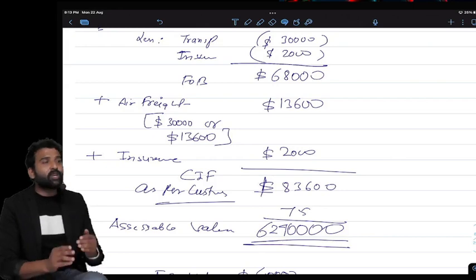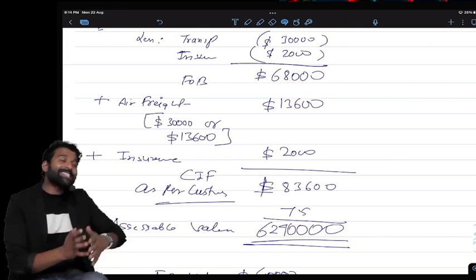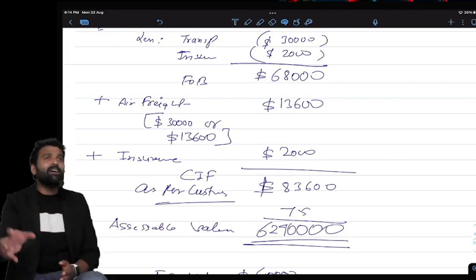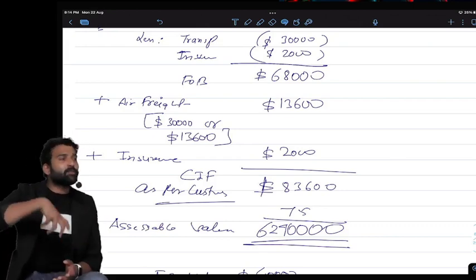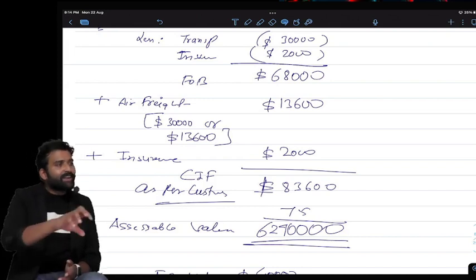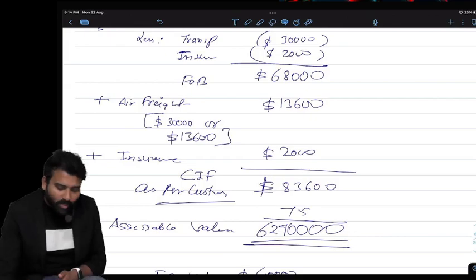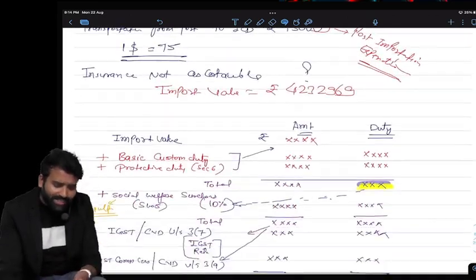Air freight is actually very expensive. It might exceed 30 to 40% of the value of the goods. So the customs department does not want your customs duty to become very high because of air freight. That's where they are restricting it to only 20%. That is the logic. Okay, so there are a lot of other examples given.